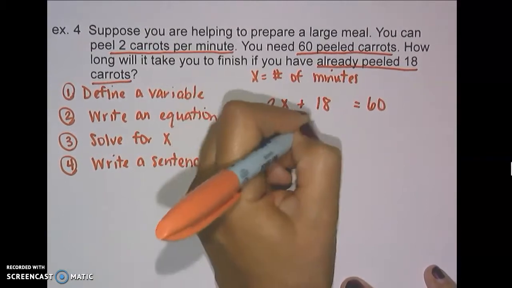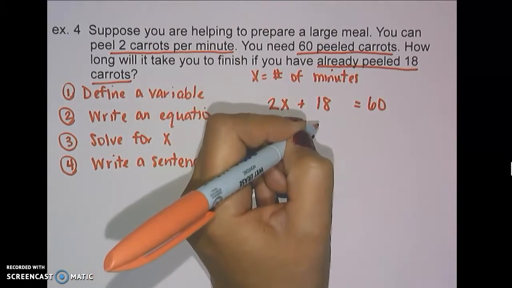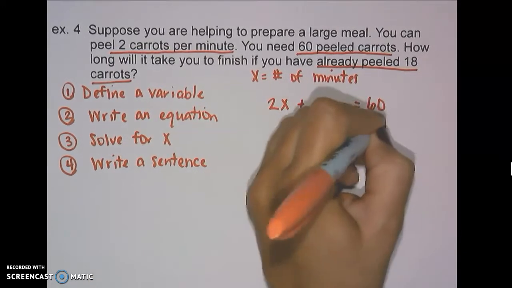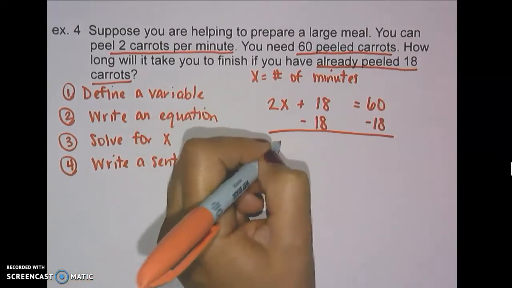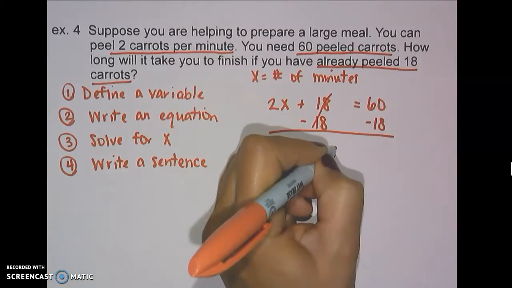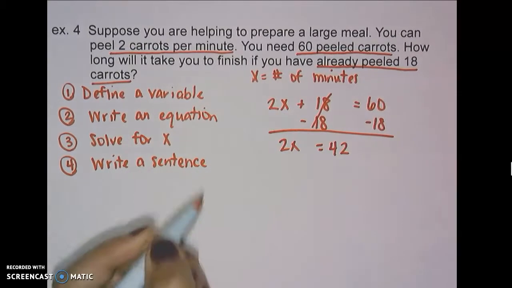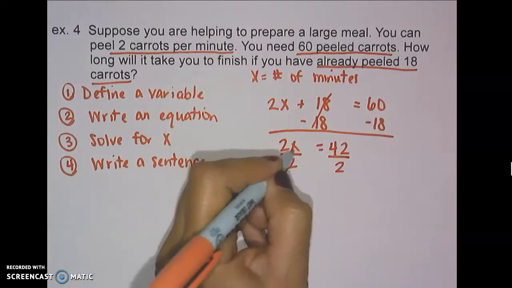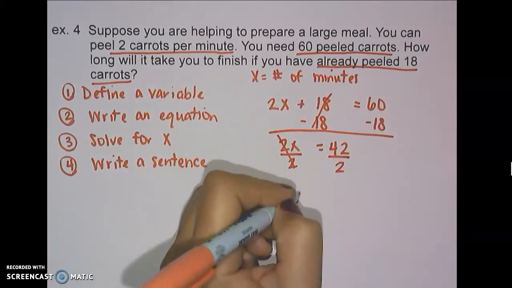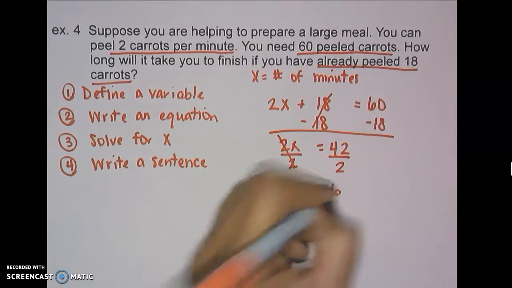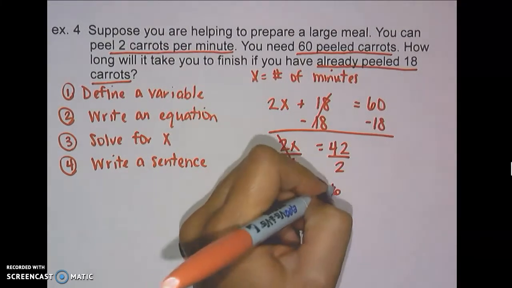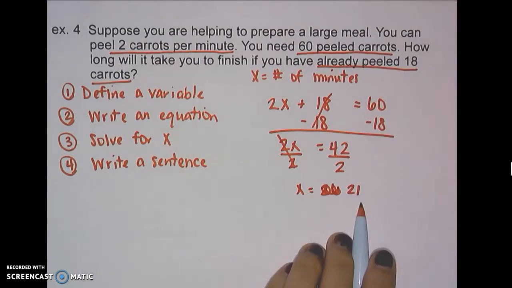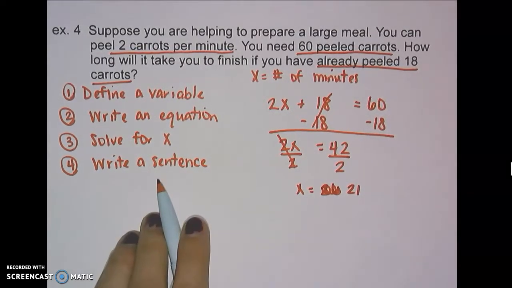Well, to isolate x, we're going to get x by itself there. We are going to subtract 18 on both sides. Now we have 2x equals 42. To get rid of that x, because we have 2 times x, we're going to divide by 2, and x is going to equal 20. Oh gosh, I can't even do my math today. 21. x equals 21. Last thing, write a sentence.